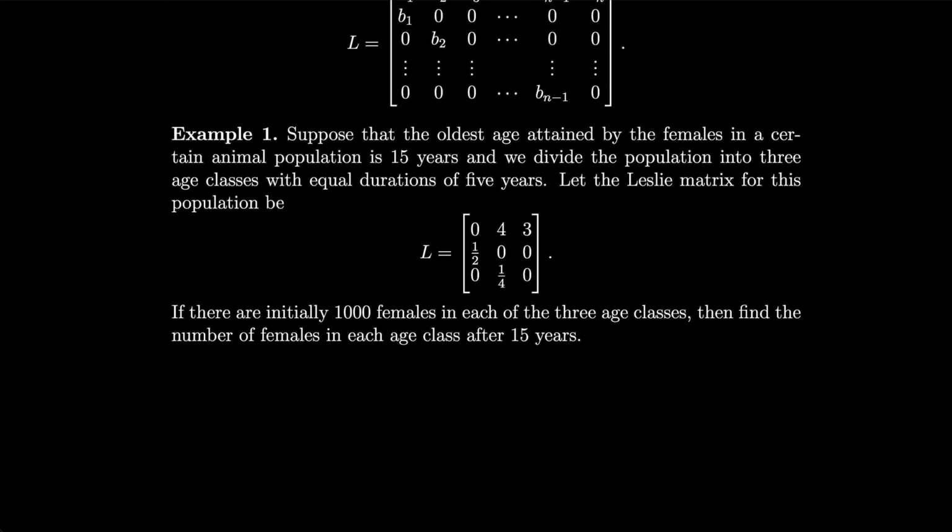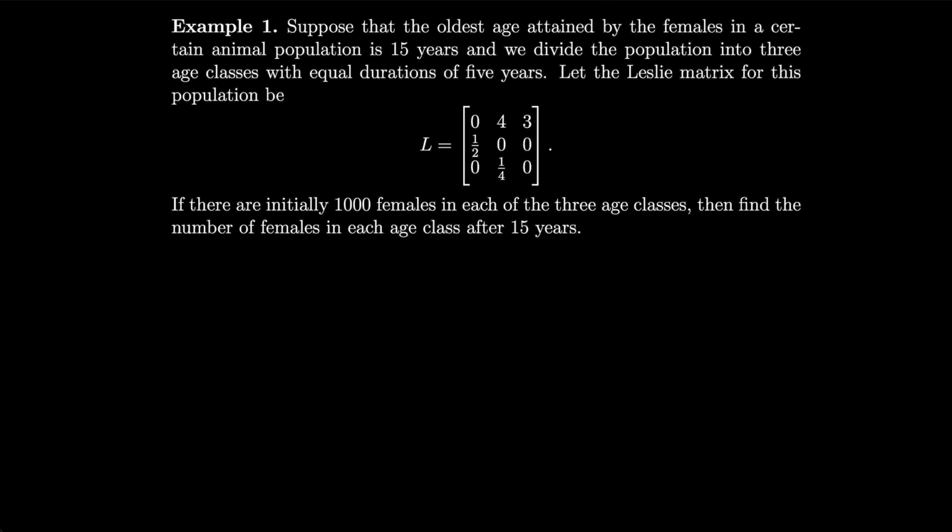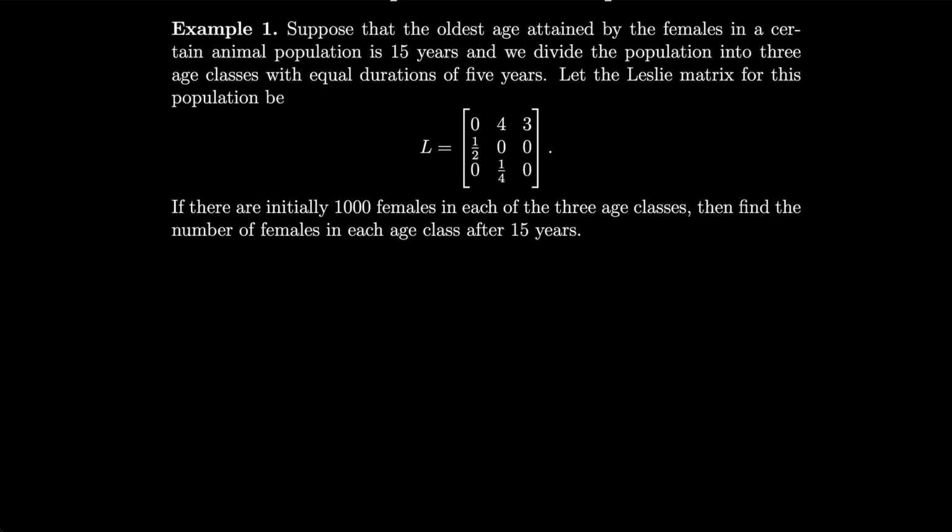Let's suppose that the oldest age attained by the females in a certain animal population is 15 years, and we divide the population into 3 age classes with equal durations of 5 years. Let's let the Leslie matrix for this population be L, as given. If there are initially 1,000 females in each of the 3 age classes, how about we find the number of females in each age class after 15 years?